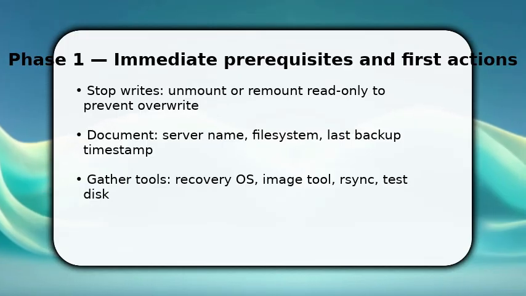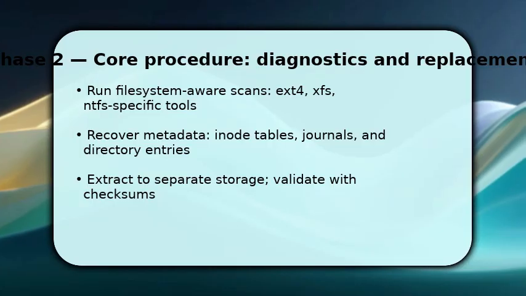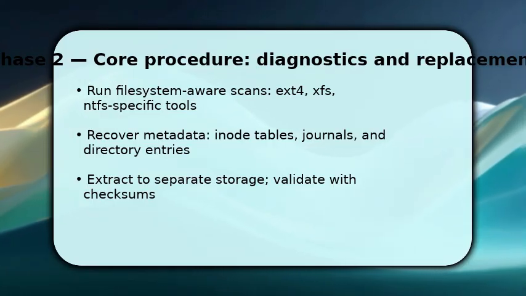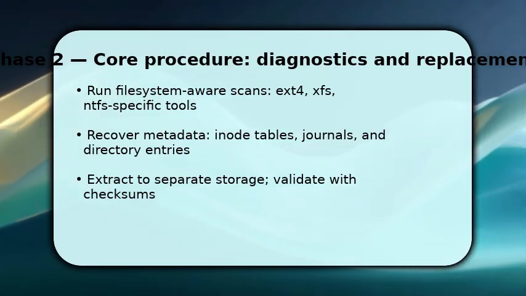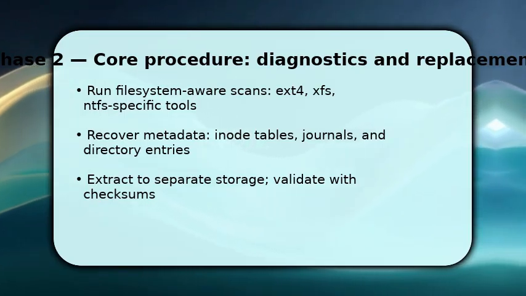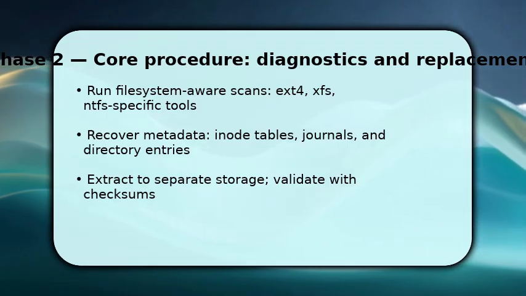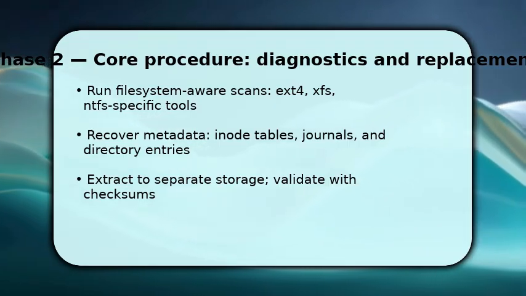You run targeted scans next. Use file system-aware tools so you recover file names and metadata when possible. For ext4 or XFS, analyze journals and inode tables. For NTFS, inspect MFT entries. If metadata is gone, use signature-based carving, PhotoRec, or similar to extract file bodies.